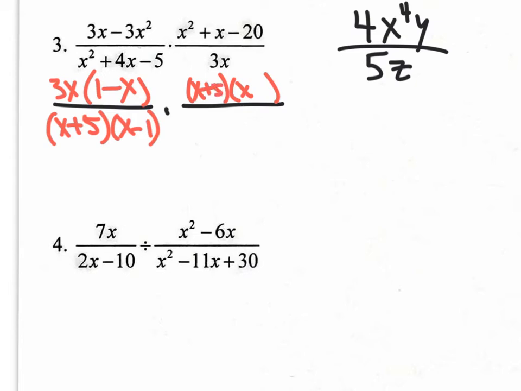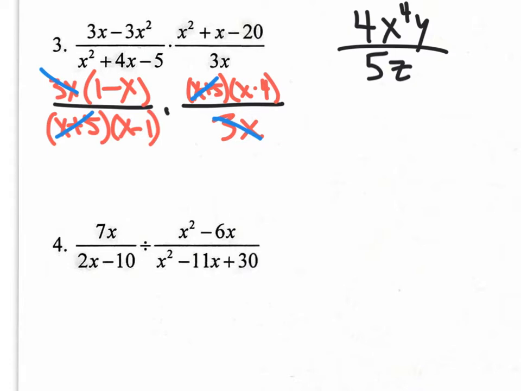Plus 5 minus 4. And on the bottom I have a 3x. Okay, so now let's cancel things out: the x plus 5 up here and the x plus 5 down there, the 3x up here and the 3x down there. And what do we have left?